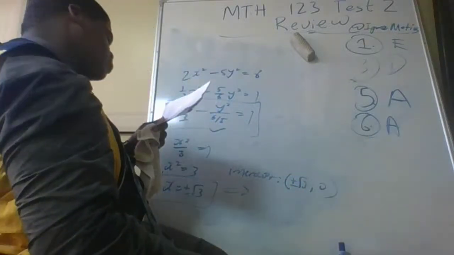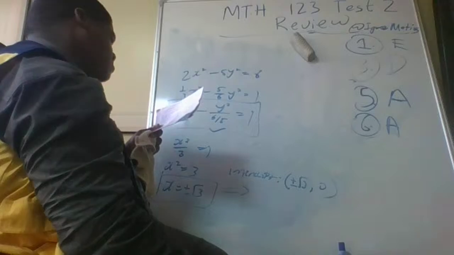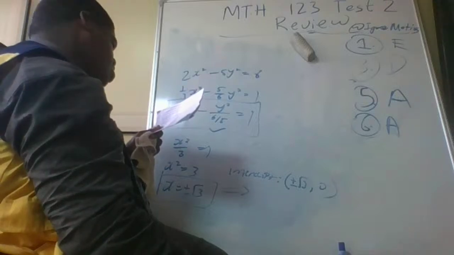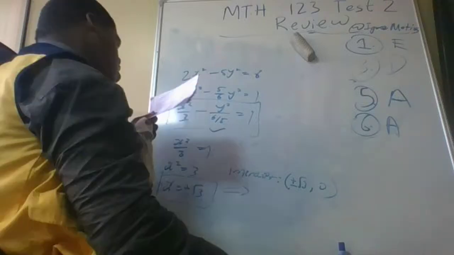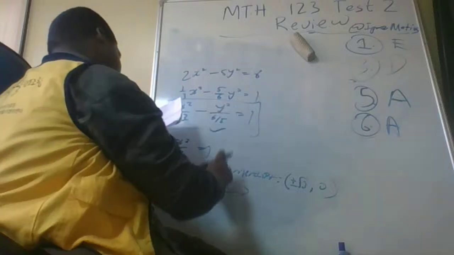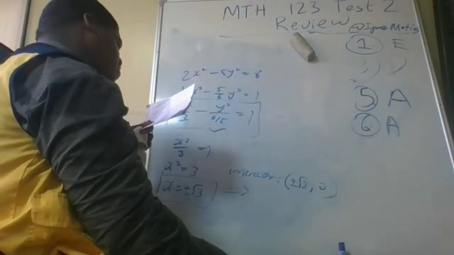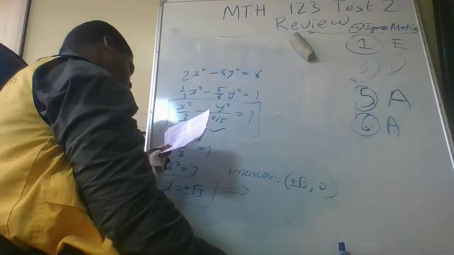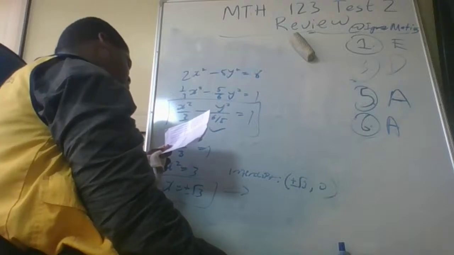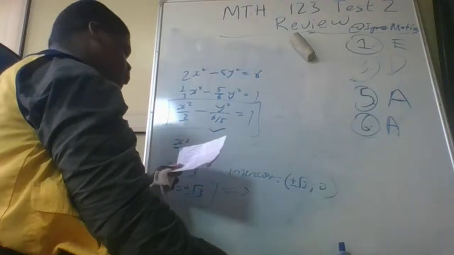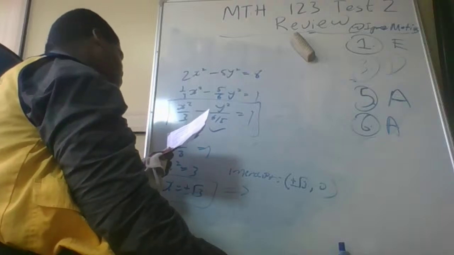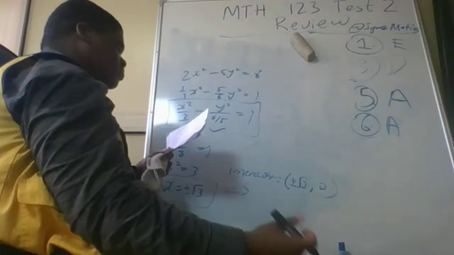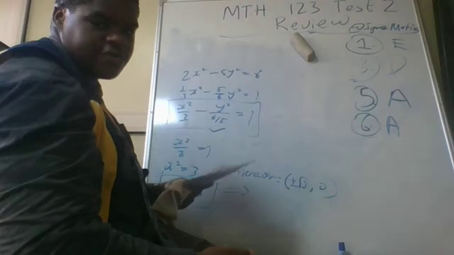A is wrong because they say 6 instead of 6 over 5. B is wrong because they say 6 instead of 6 over 5. C is correct. X squared over 3 minus y squared over 6 over 5 is equal to 1, and intercept is plus minus root 3, comma 0. Option D is wrong because they use 6. In fact, option D is wrong because they also use plus instead of plus minus.